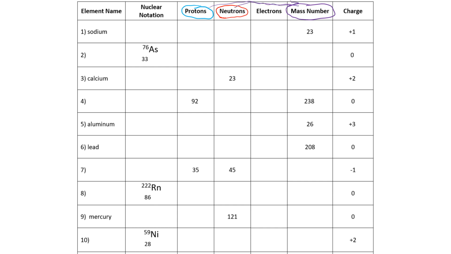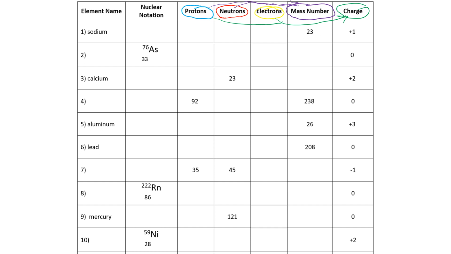The protons and the electrons make the charge. So blue and yellow make green. Look at that. So this and that come together to make the charge.